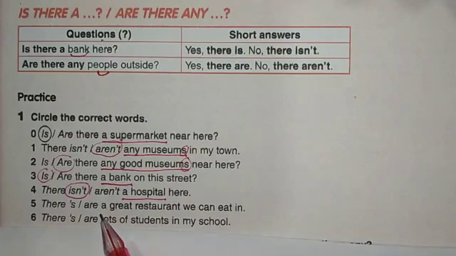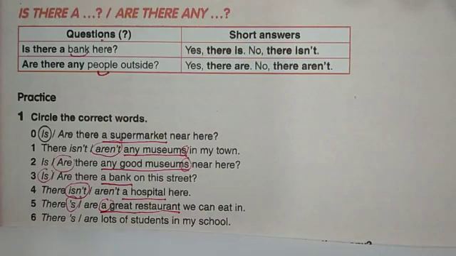Now let's start from here. A great restaurant. Is it singular or plural? Yes, that is a singular noun because we have the article "a" here. So the answer will be "is". There is a great restaurant we can eat in.